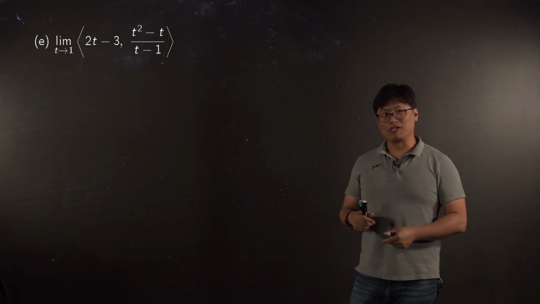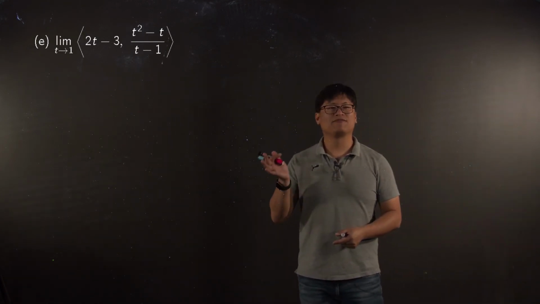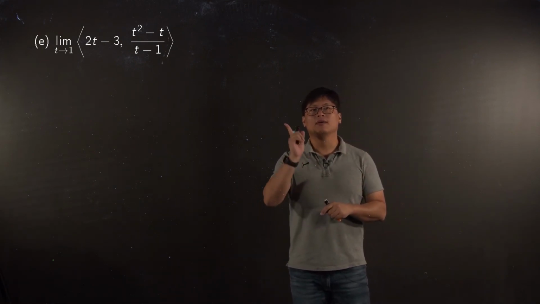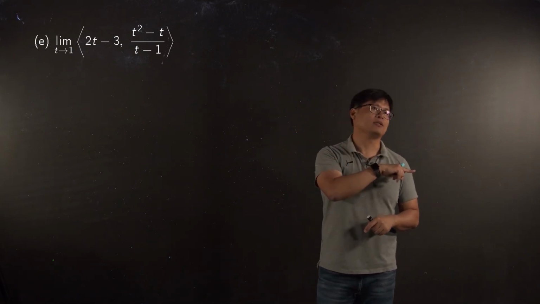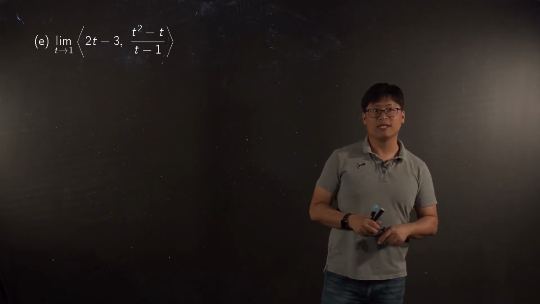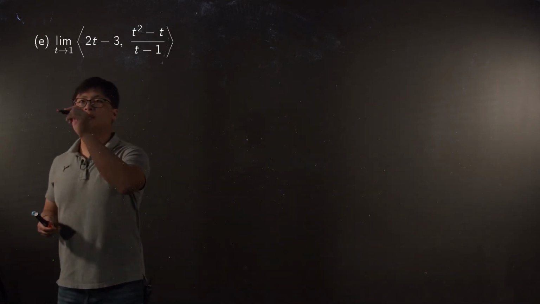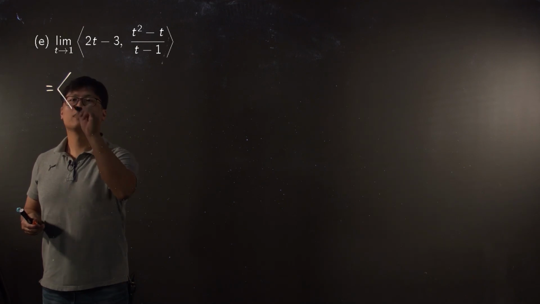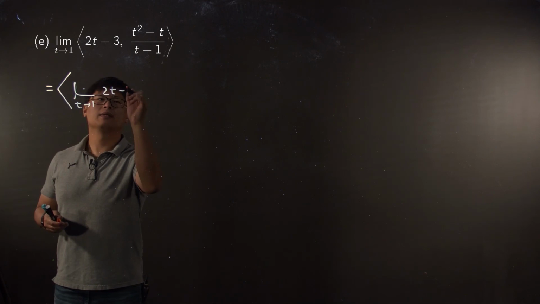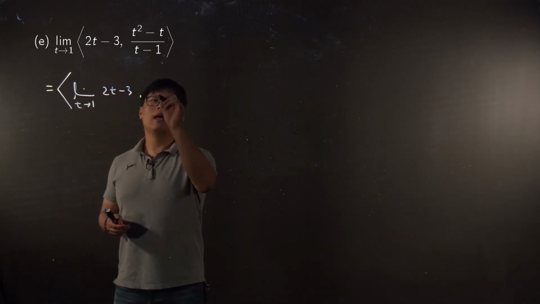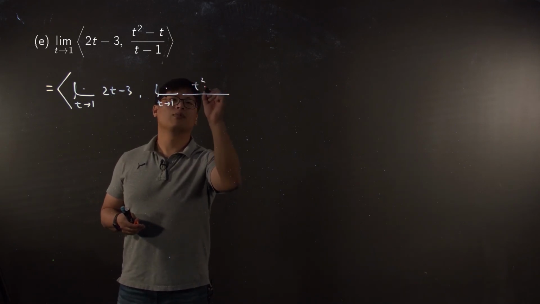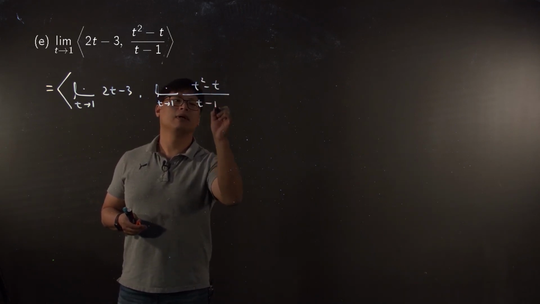Here we go, getting worse, right? So in the previous problem, it was a function, but now it is a vector function, right? But don't worry about it, okay? Your limit is working component-wise. So you're going to take the limit for the x component and take the limit for the y component separately, okay? So here we go. So this limit means limit t goes to 1 of 2t minus 3, the x component, and separate the limit for your y component as well, t squared minus t over t minus 1.